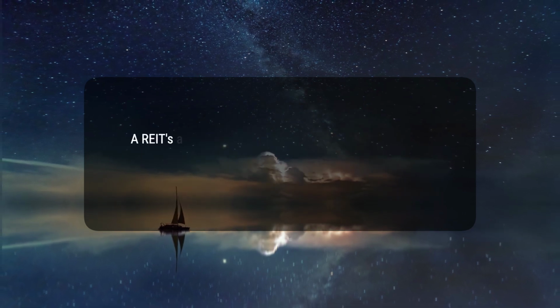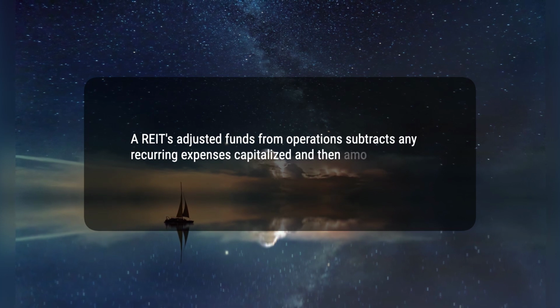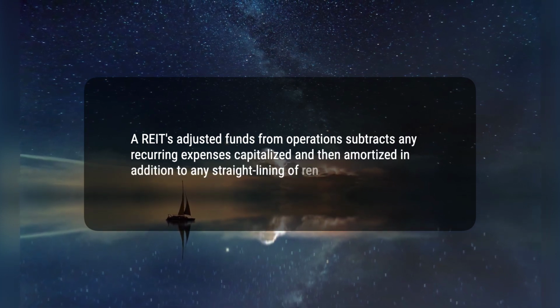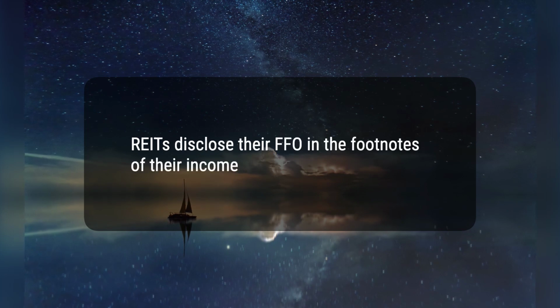4. A REIT's adjusted funds from operations subtracts any recurring expenses capitalized and then amortized in addition to any straightlining of rents. 5. REITs disclose their FFO in the footnotes of their income statements.